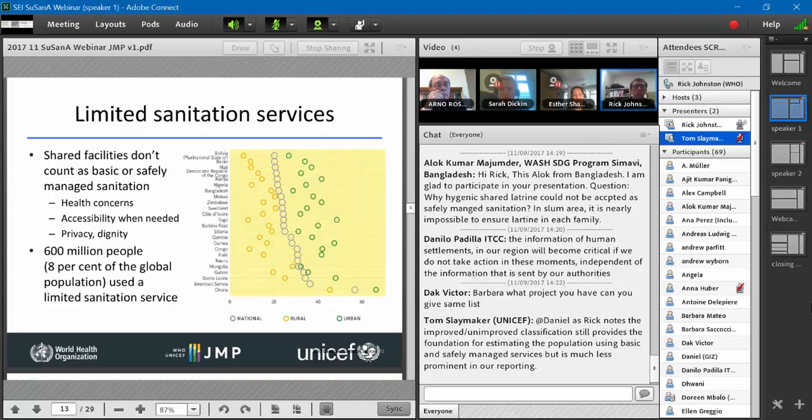So as in the MDGs, we'll continue to report on shared facilities, but we'll be calling them limited sanitation services. Again, that's about 8% of the global population, but in certain countries, sharing is much more prevalent. You see on the graph some countries where shared facilities are used by more than 20% of the population.